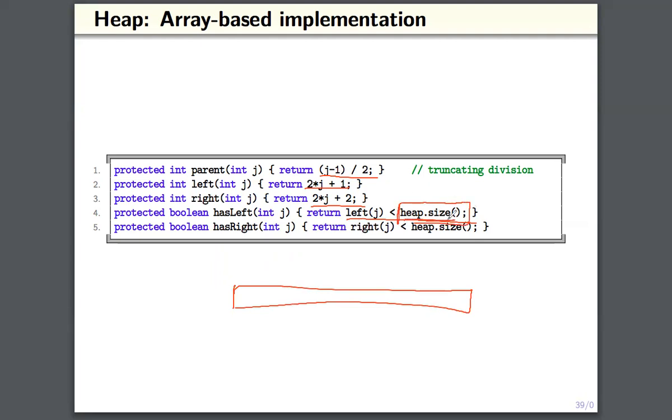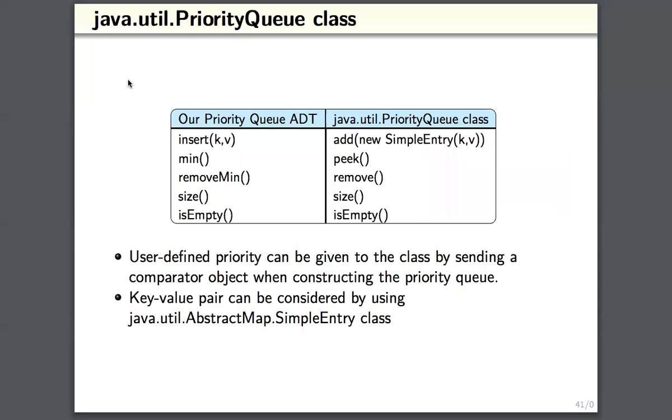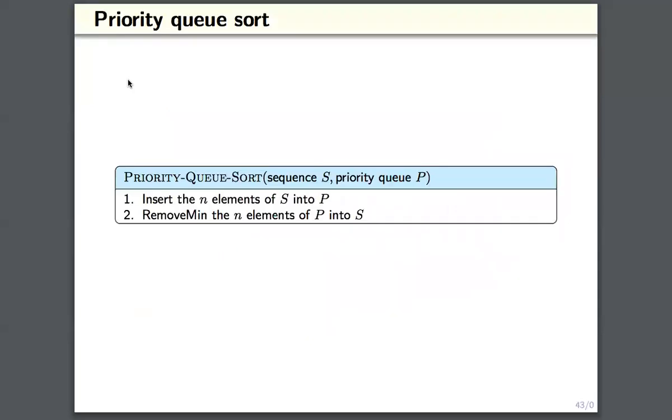The range of the heap is from 0 to heap dot size minus 1. These are the indices. Check whether the left child is in this range of indices. Similarly, check whether the right child is in the range of indices. So these are simple. Complexity is log n. This is easy to see, so I will skip this.